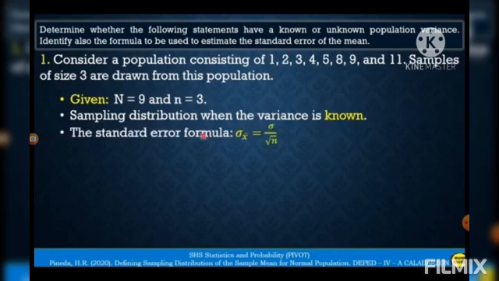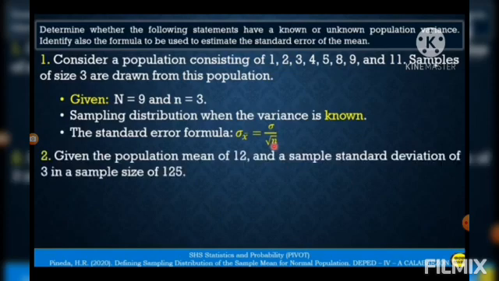Then we have the standard error formula. So this is the formula of the standard error: σ_x̄ equals σ over √n. So that is the standard error formula.